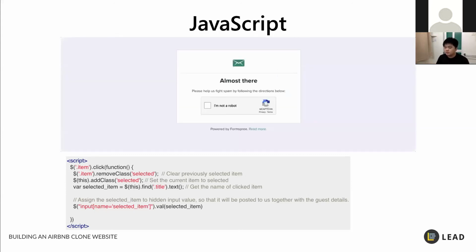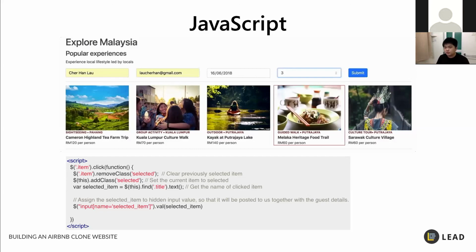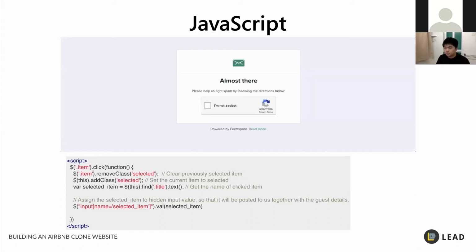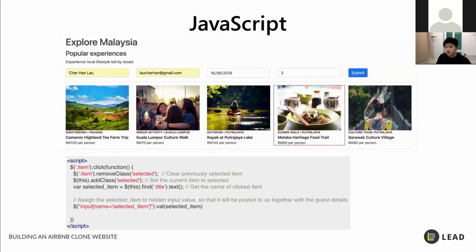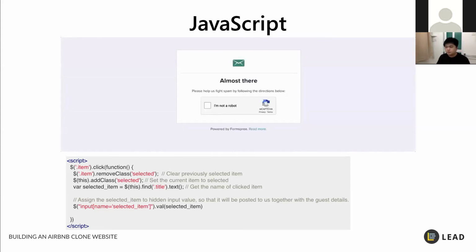And at the bottom, this is how you code in JavaScript itself. For this webinar, we won't touch much on JavaScript, but we will show you how you can build an Airbnb clone by using HTML, JavaScript, and CSS.